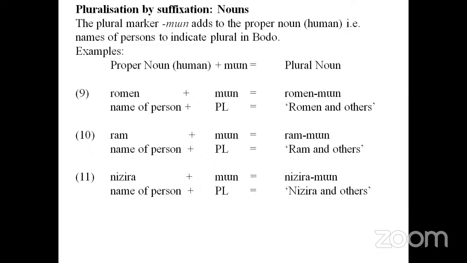Man is added to the proper noun showing a human, that means the name of a person, like Roman. Roman is the name of a person, and man is the plural marker, and Roman man means Roman and others. Like this, example 10, Ramman, and example 11, Niziramman, Nizira and others.